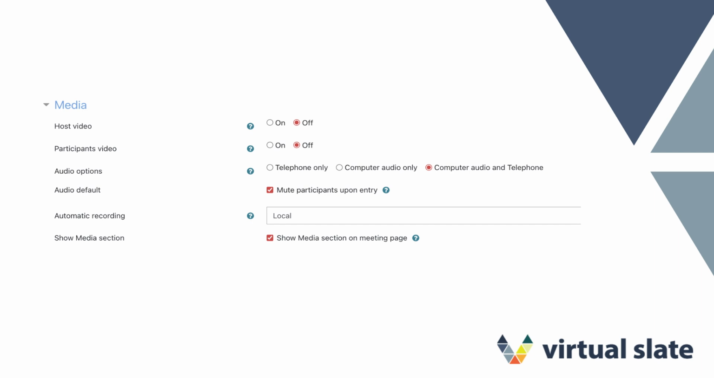Using the automatic recording option, you can choose to automatically record the Zoom meeting. You can set this option to local or cloud if your Zoom account supports it. The Show Media section checkbox, if enabled, will display the media section information on the meeting activity page.